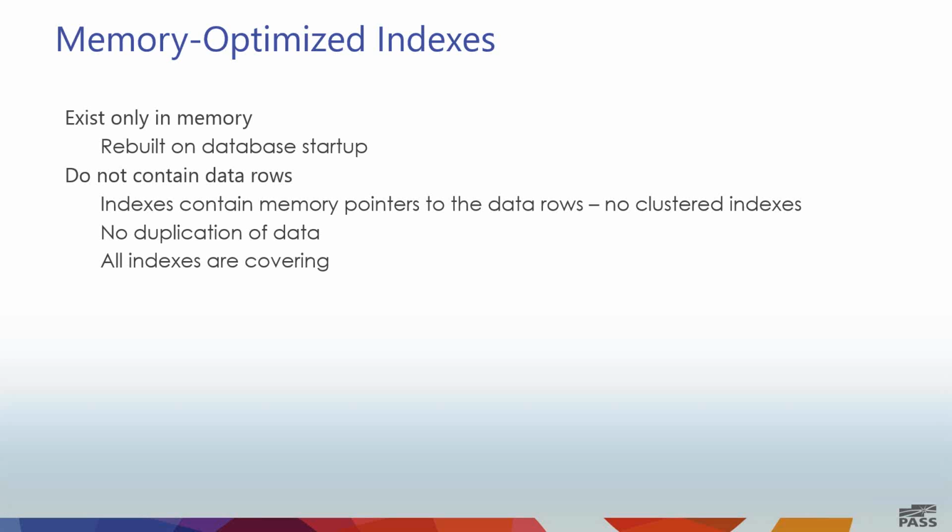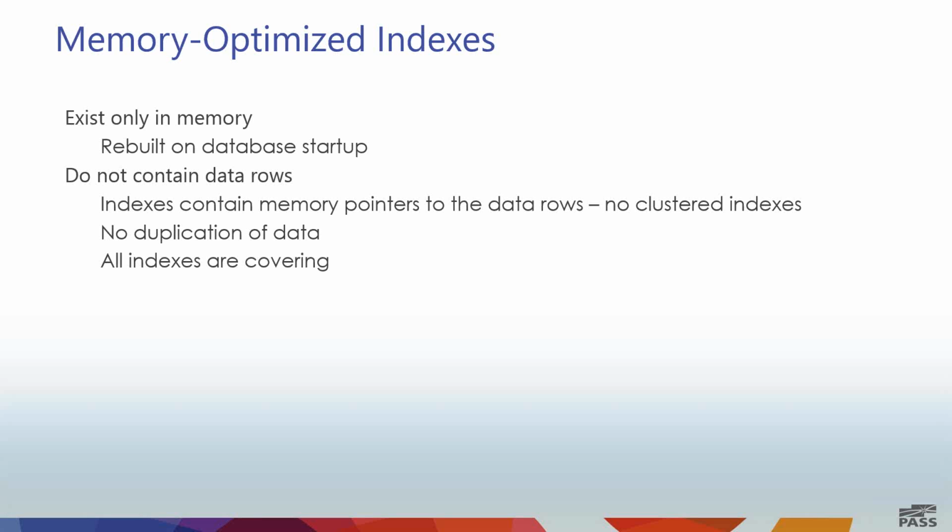Also important to keep in mind is that we don't have any duplication of data because every row exists just in one place. There's no duplication across the indexes. And the fact that you have these pointers to the rows from the indexes also means that all indexes are covering. So you never need to worry about included columns in indexes or bookmark lookups or anything like that. Every index is simply covering.